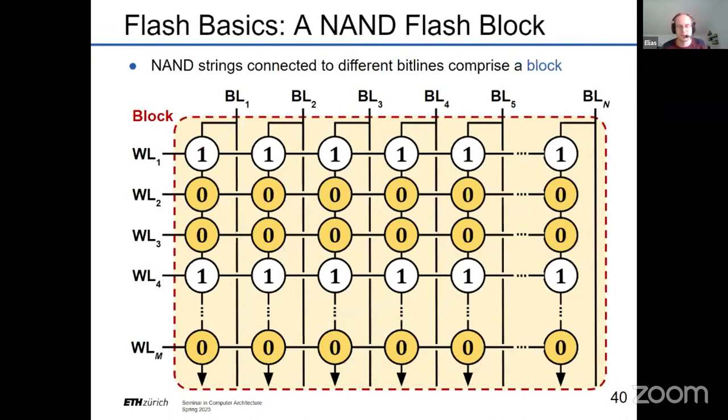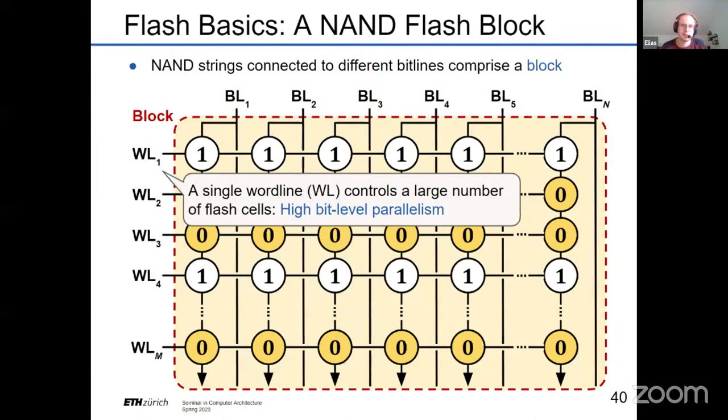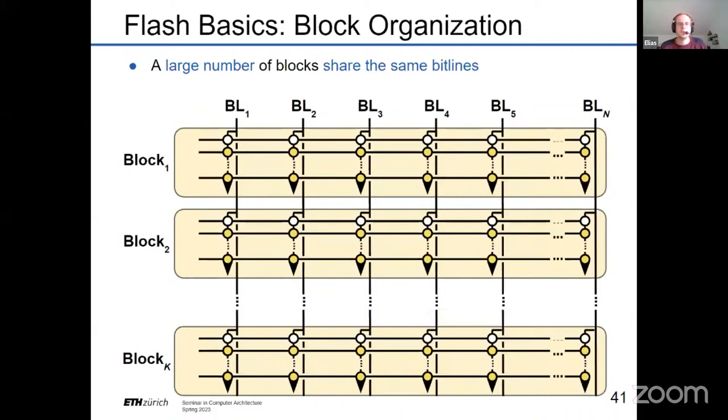Now, as you probably have guessed, for a full flash memory, we put a lot of these strings together into blocks. So now a block is like a two-dimensional array. We can turn on word lines and then sense the bit lines. And to note here is that these word lines are really huge, so they have quite a big bit-level parallelism. And then multiples of these blocks are put together into a full flash chip.